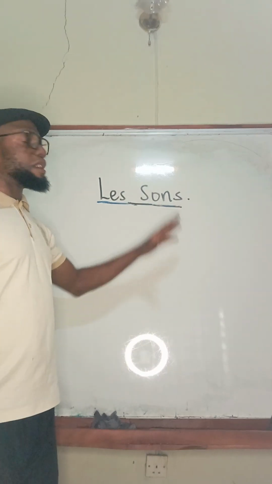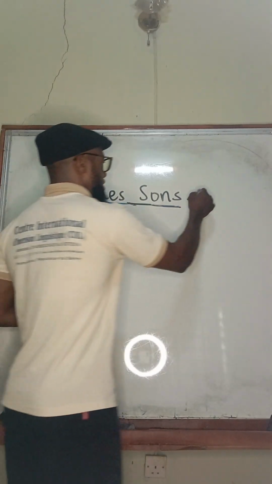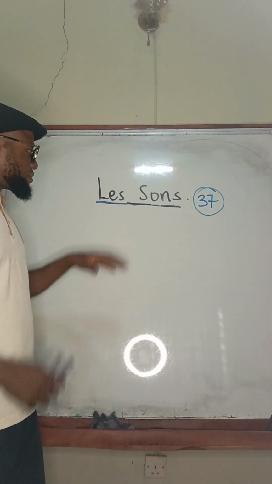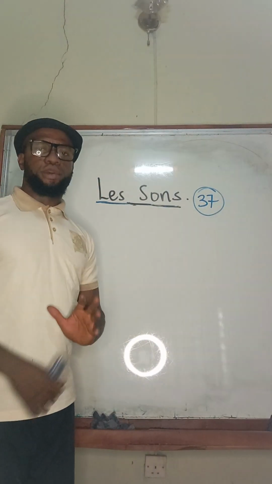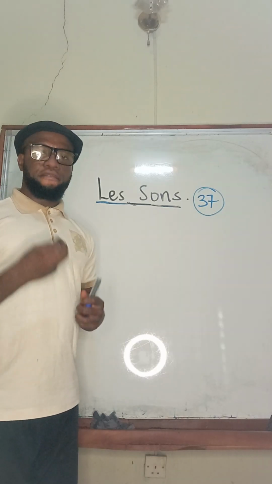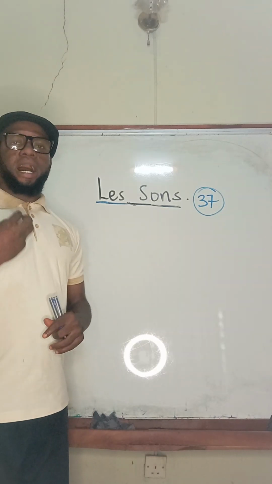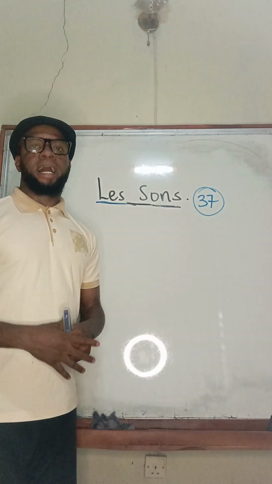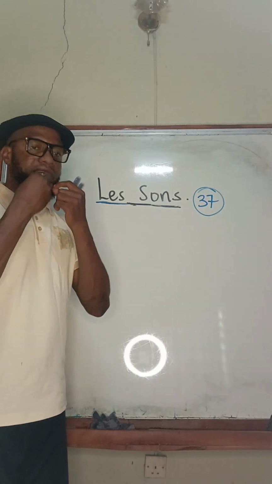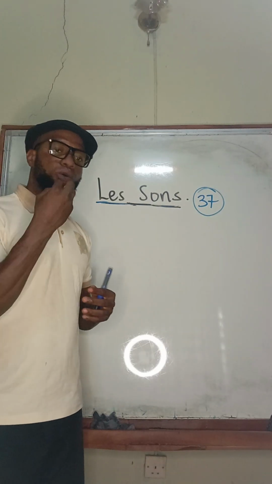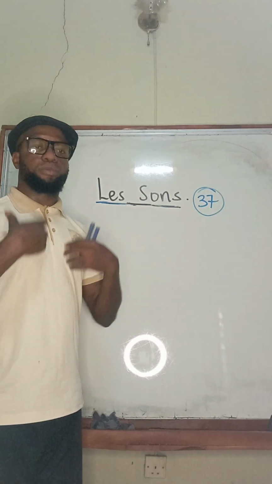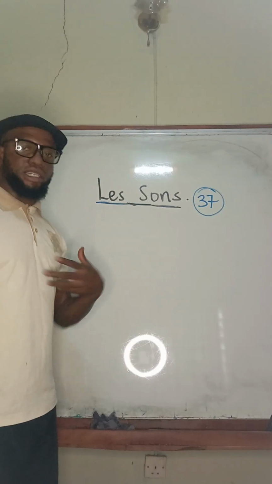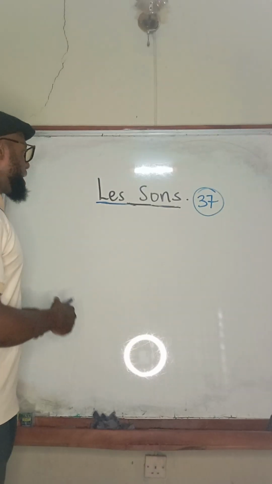And the total number of sounds we have in the French language, they are what? 37. They are 37. At the end of this class, you'll be able to read and pronounce French words correctly, and you'll be able to interpret what people are saying. When you can hear what people are saying, you'll be able to interpret them. So these sounds will assist you in all this. Now let's look at it.